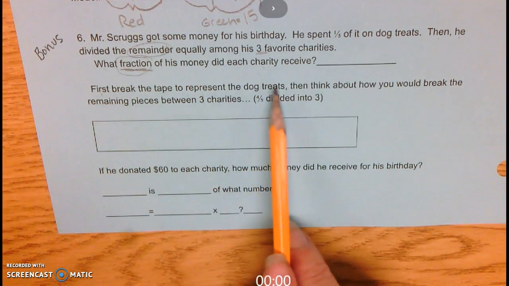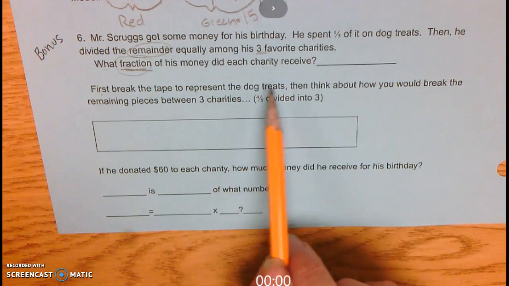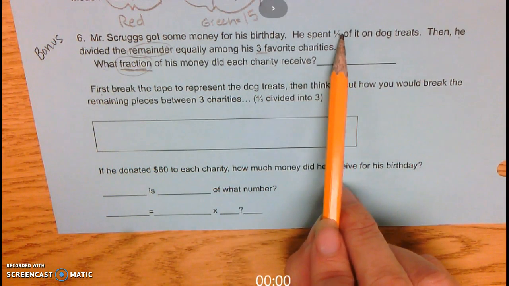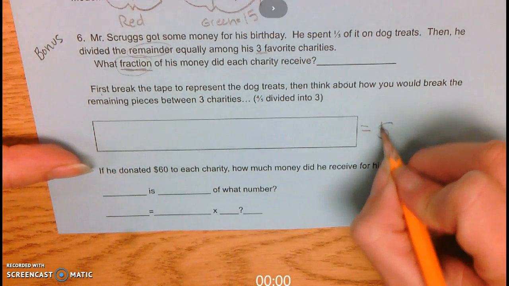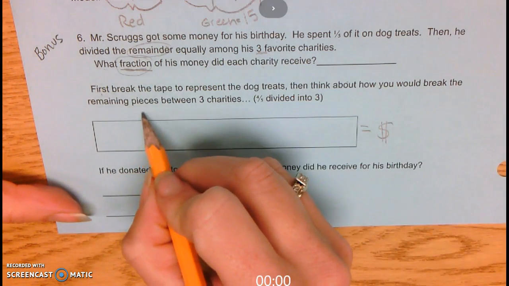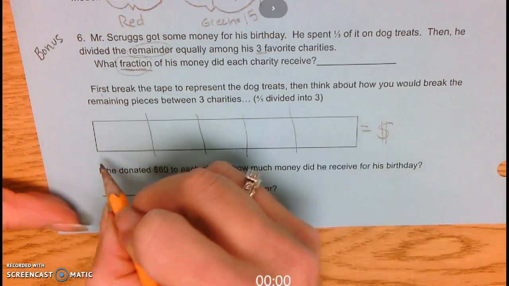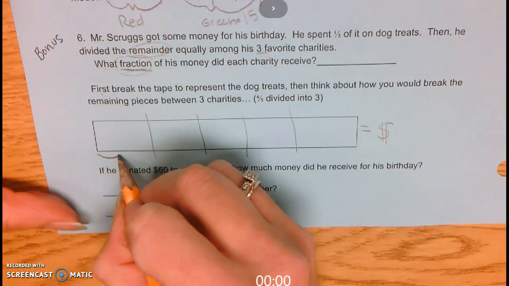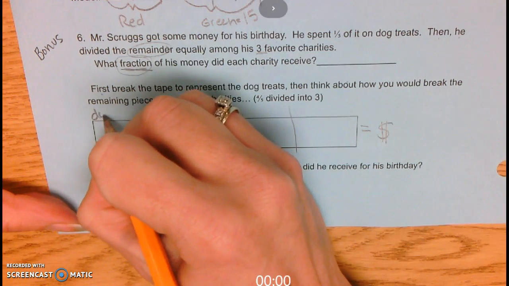So let's break up this tape diagram. First, let's break it up to represent the dog treats, which would have been 1/5. So this is all of his money. And we'll break it into fifths here. So this is 1 out of the 5 pieces, which is dog treats.